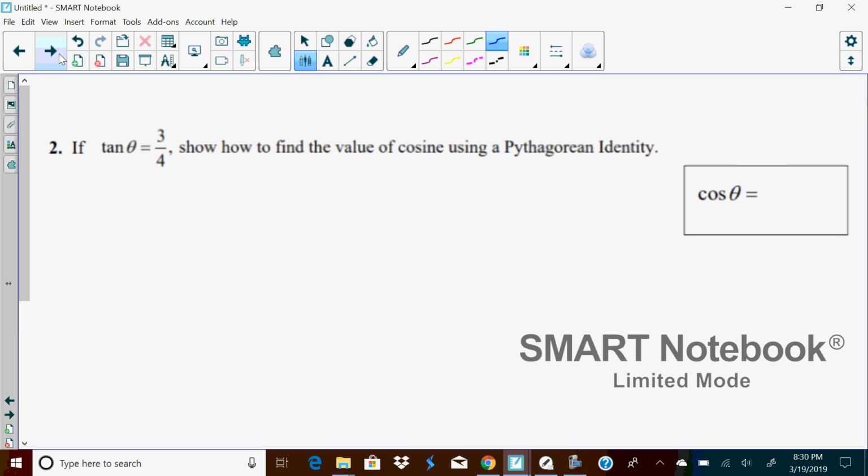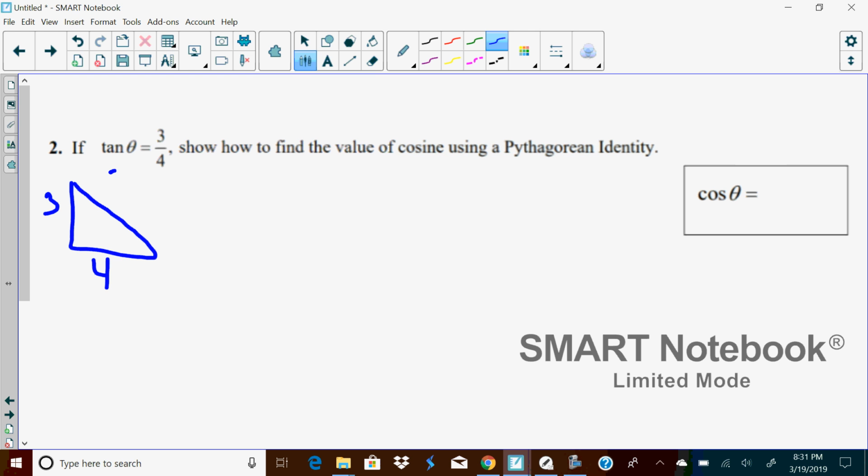My next example is if I'm given tangent, show the value of cosine using a Pythagorean identity. So this one's a little bit different. I can't just straight use the unit circle. I have to actually just use a regular triangle. So the first thing I'm going to do is tangent is slope. So tangent is equal to the rise over the run. So in this case, sine would be 3, which is my vertical height, and cosine would be 4.